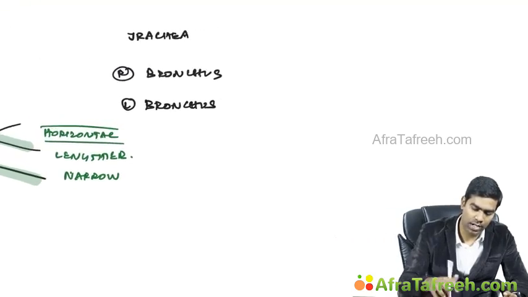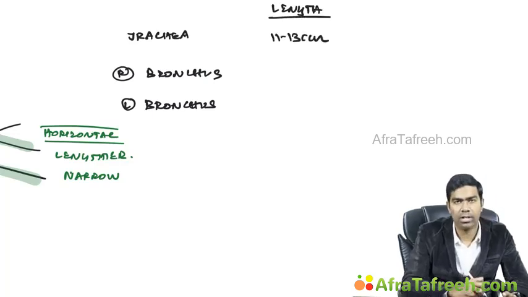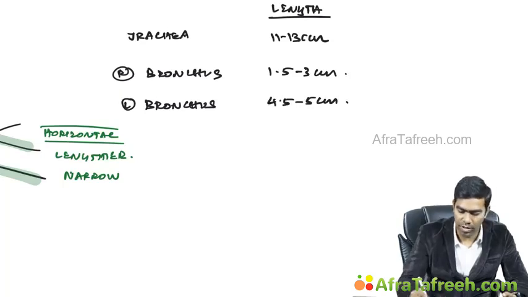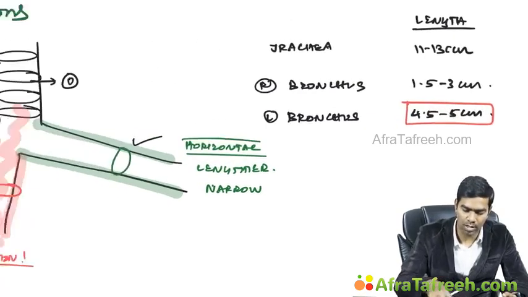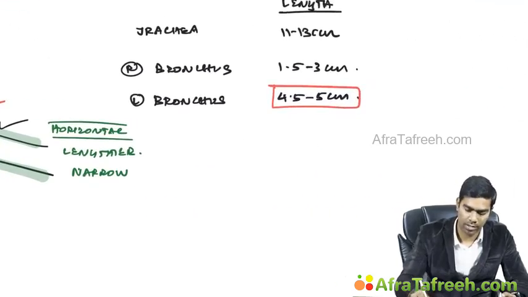So what is going to be the length of these tubes? The length here is going to be 11 to 13 centimeter and the length of the bronchus is going to be 1.5 to 3 centimeter, the right one. The left one is going to be 4.5 to 5 centimeter. I already told you the left is going to be of more length and you can see it.